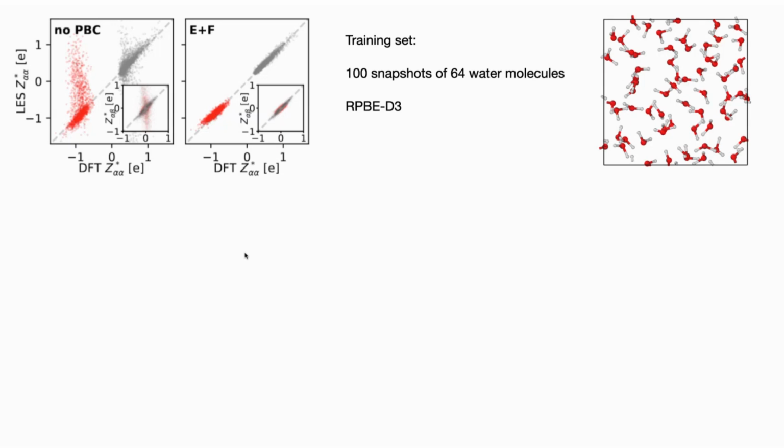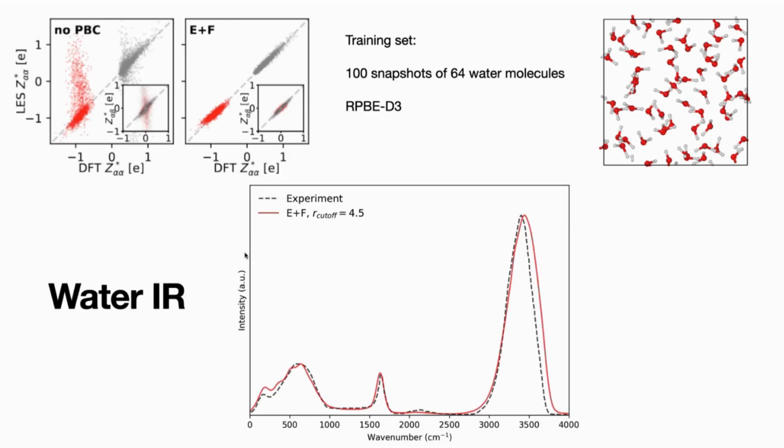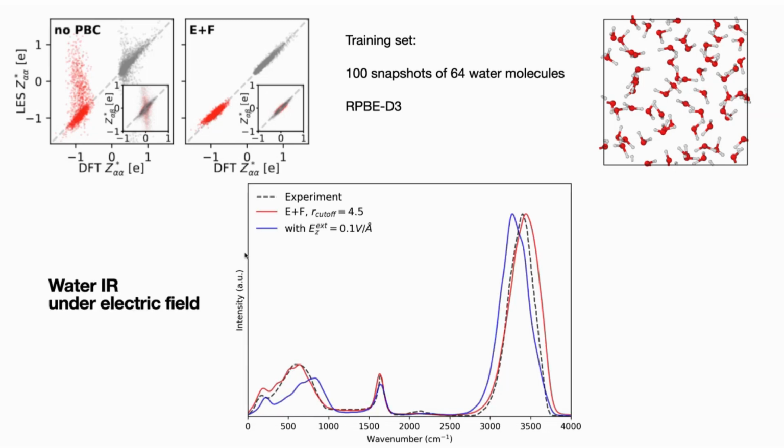Now, the Born effective charge is related to a number of physical observables because it's essentially the electric response property. And one of the things one can compute very easily is the infrared spectrum, because that's essentially the autocorrelation function of polarization. Now, here, again, using the same network, we are able to predict the water IR. And more than that, we can also compute the response to an electric field, because the Born effective charge also allows us to exert, to impose an external electric field on the system.